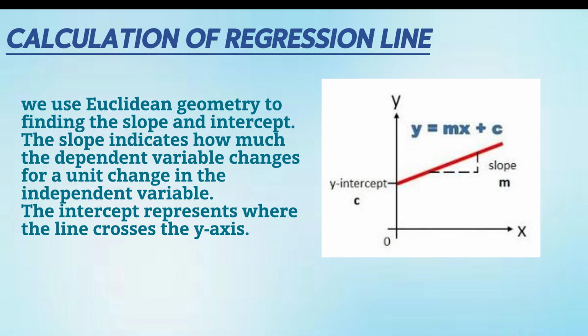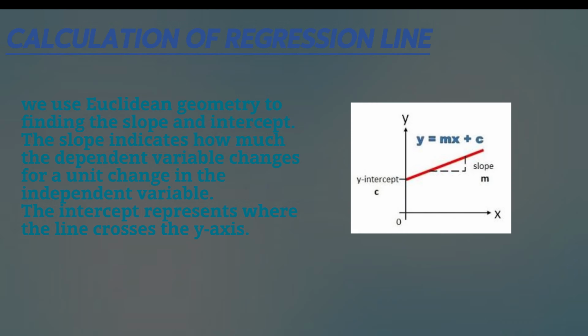To calculate the regression line, we use equation geometry, finding the slope and intercept. The slope indicates how much the dependent variable changes for a unit change in the independent variable. The intercept represents where the line crosses the y-axis.